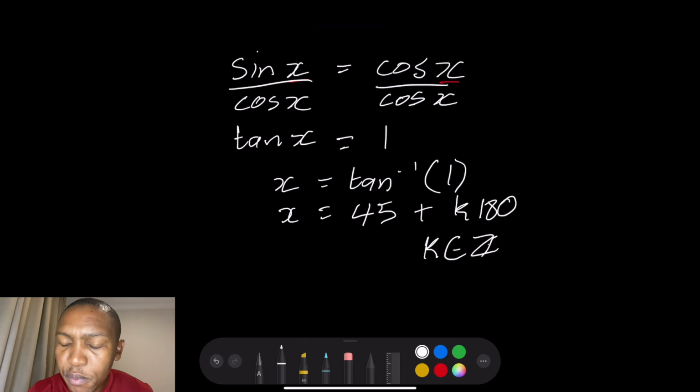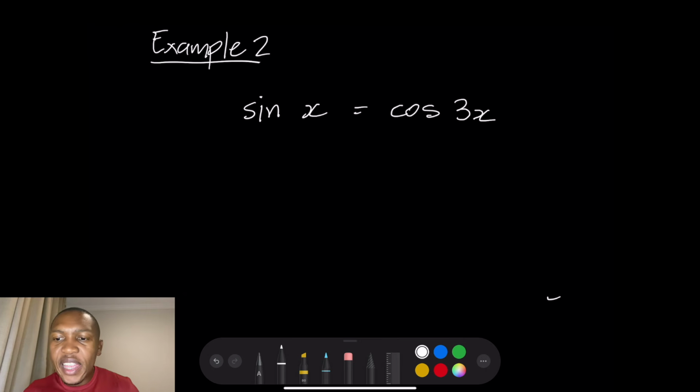This is how you always convert it into sine and cos, but please make sure that you've got the same angle on either side. Now, let's take another example that I'd like to show you. Now let's look at the next example.